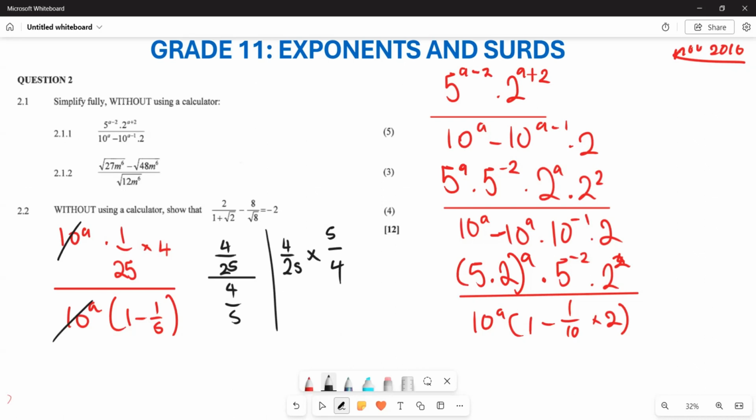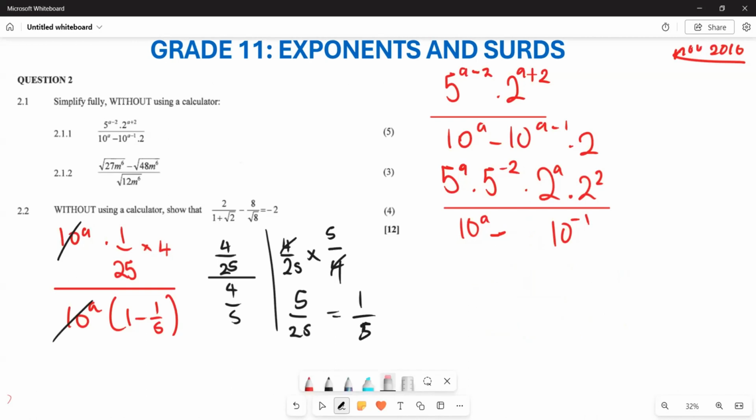Let's start here. The 4 and 4 are going to cancel each other. So which means you're going to have 5 over 25. And 5 over 25 is the same as 1 over 5, right? So basically that is going to be your answer. Okay, hopefully this makes sense.